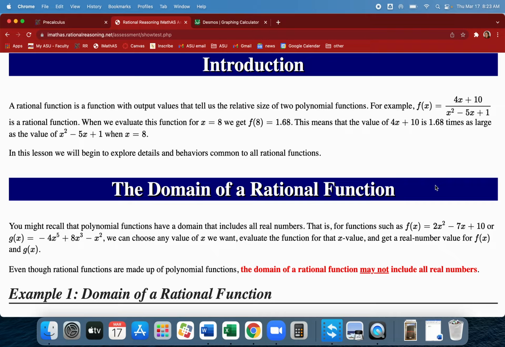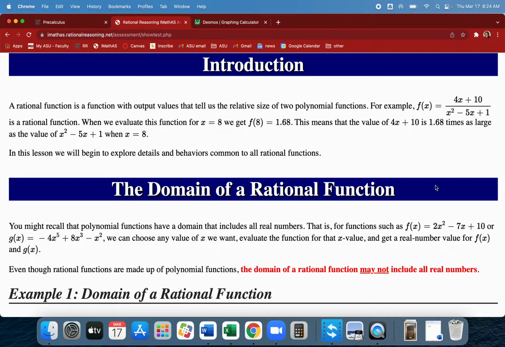just table of values wise. I'm looking at what is this called? f of x. When x was 0, we had 10 over 1. So just 10. By the time we got to x equals 10, we had 50 over 51, which is just slightly less than 1, 0.9 something.